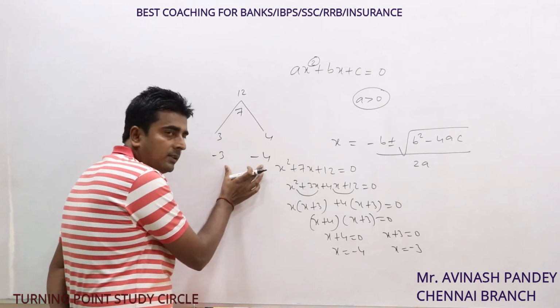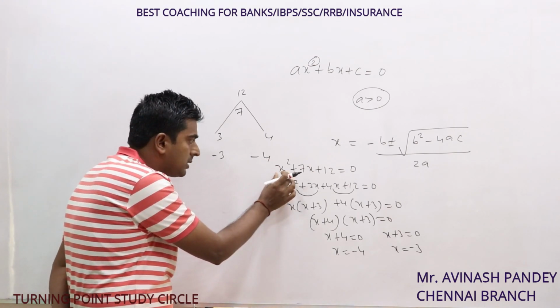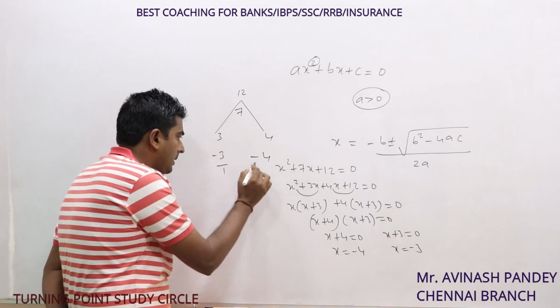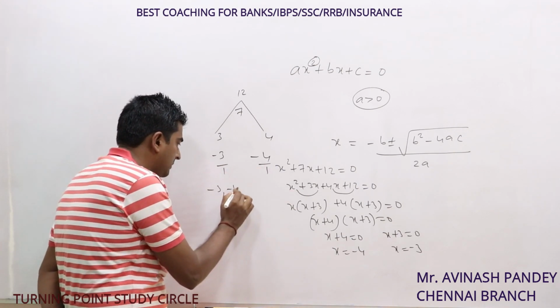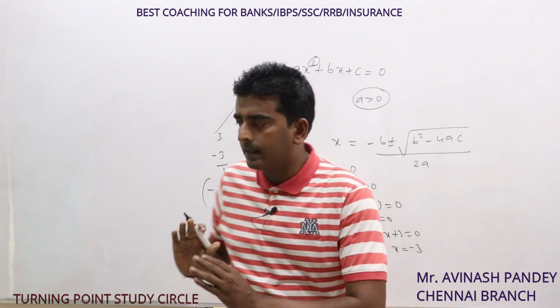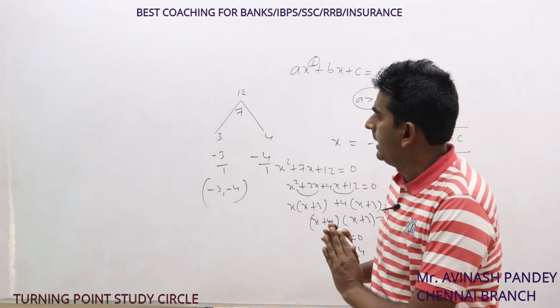Then you have to divide both the sides by the coefficient of x square. So what is the coefficient of x square? Plus 1. So by 1. So my final answer is nothing but minus 3 and minus 4. This is how, when it comes to examination, we have to solve, right?